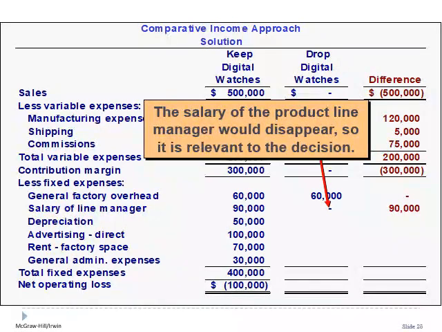We have to take this element into consideration when we make this decision. So it says in the box, the salary of the product line manager would disappear, so it is relevant to the decision. تمام؟ يبقى ده هناخده في الحسبان لما نيجي ناخد القرار.